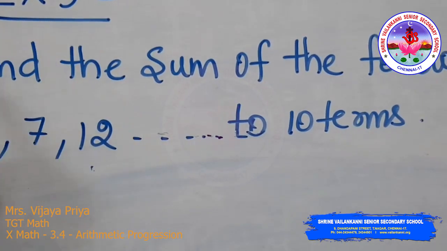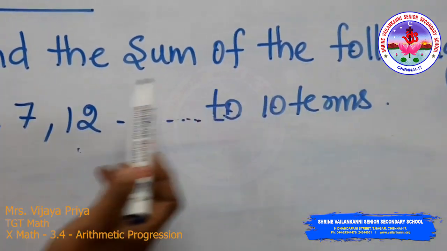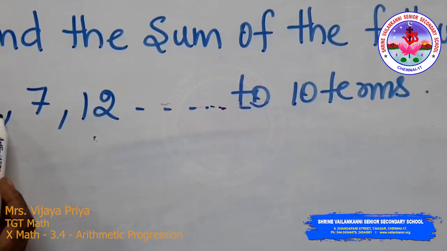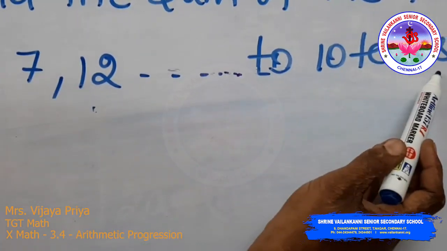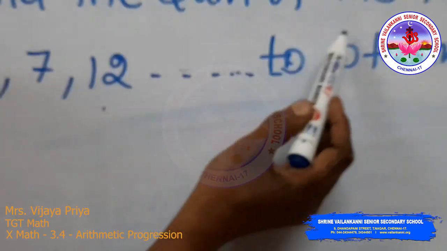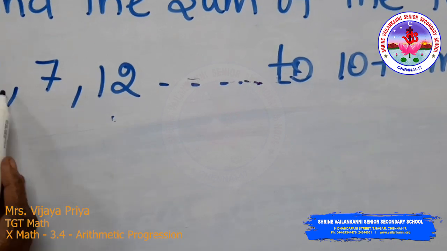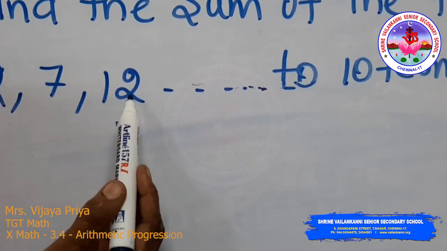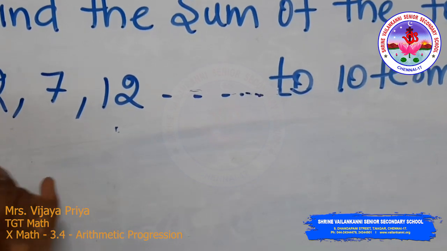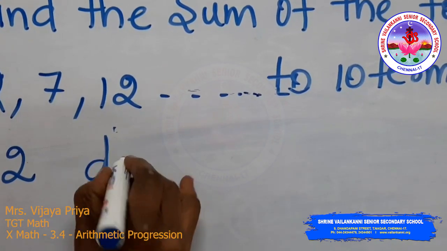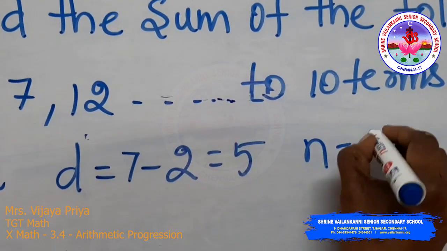Exercise 5.3, first problem: find the sum of the following APs. The first subdivision is 2, 7, 12, and so on up to 10 terms of an AP. So here n is equal to 10, and he is asking us to find the sum of the first 10 terms of the AP. From the sequence I get a is equal to 2, d is equal to 7 minus 2, which is 5, and n is equal to 10.